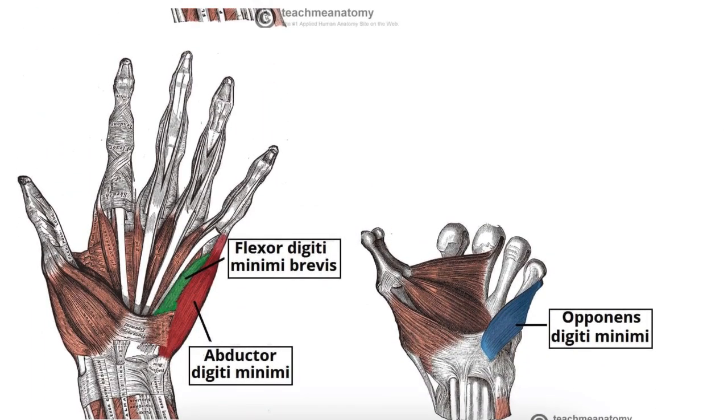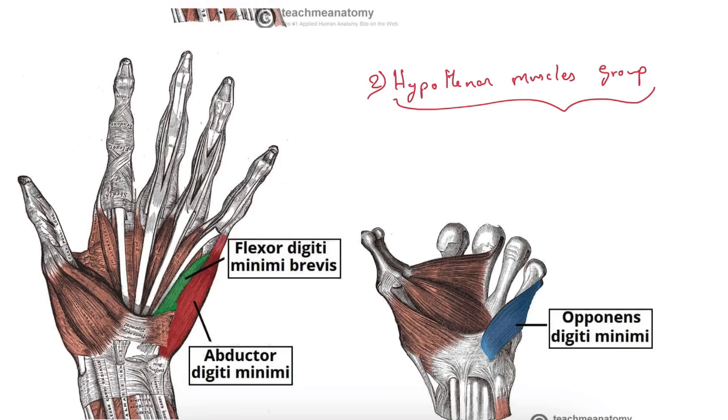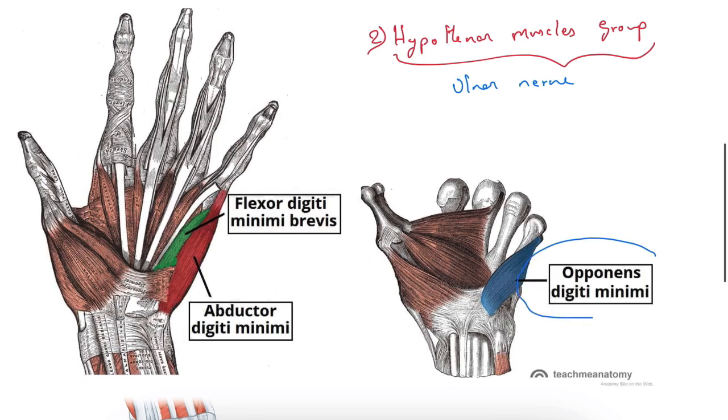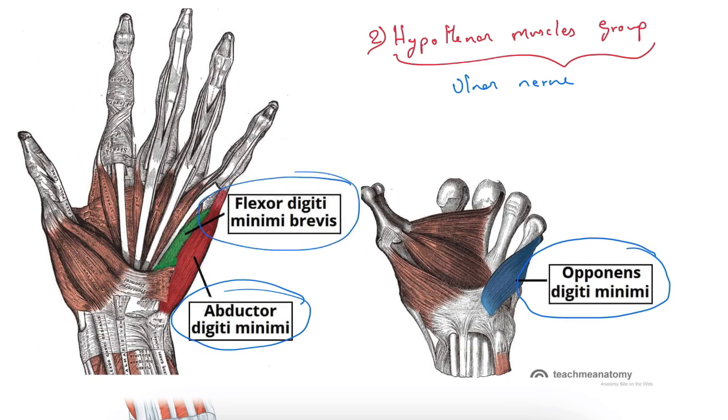Next one, the hypothenar muscles group. These hypothenar muscles are innervated by the ulnar nerve, and here we can see 3 types of muscles. If you are seeing this, this is opponens digiti minimi, and we can see abductor digiti minimi and flexor digiti minimi brevis.